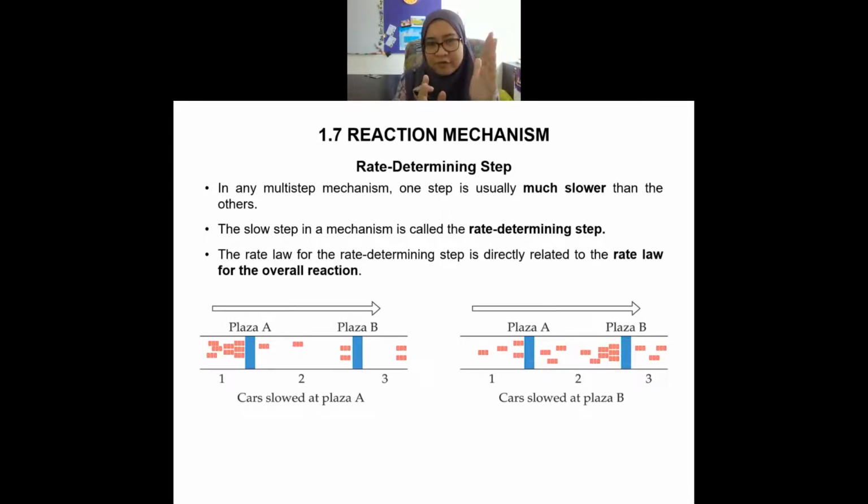Okay, complete, lengkap. Of all these steps, for example, kata ada 3 steps. Of all the 3 steps, there must be one step that usually the rate is lower than the other. Mesti akan ada macam tu. Okay, right. Okay, point number 1. In any multi-step mechanism, okay, one step is usually much slower than the others.